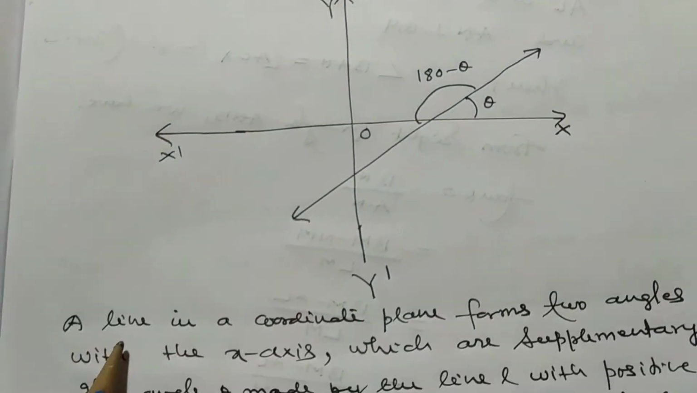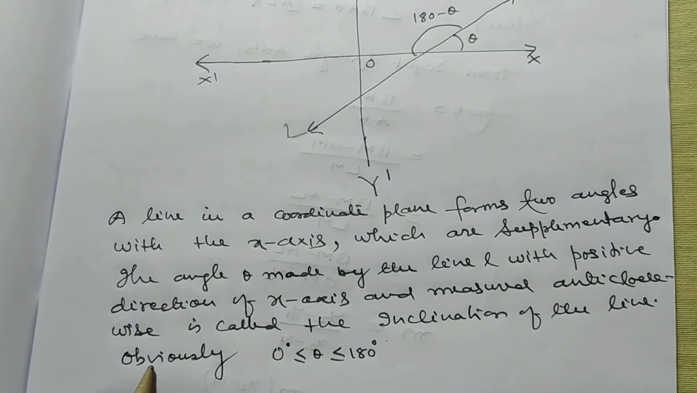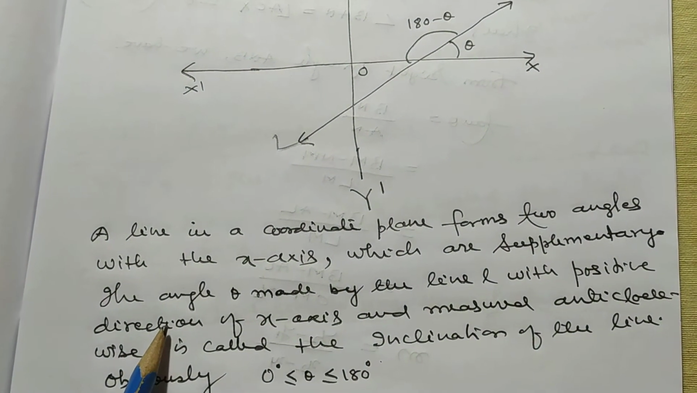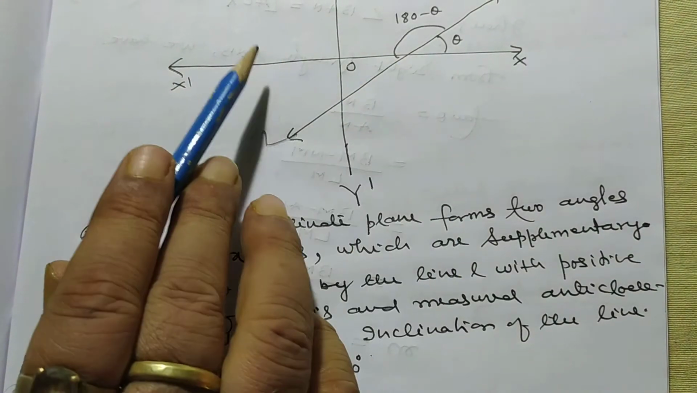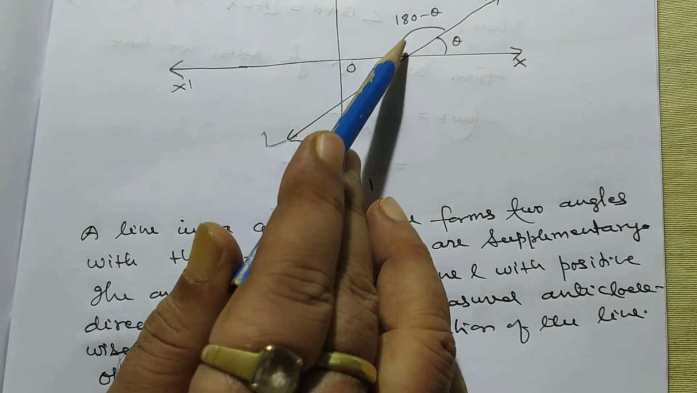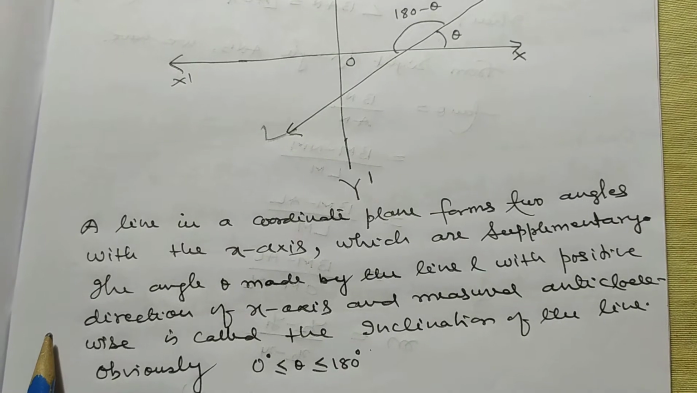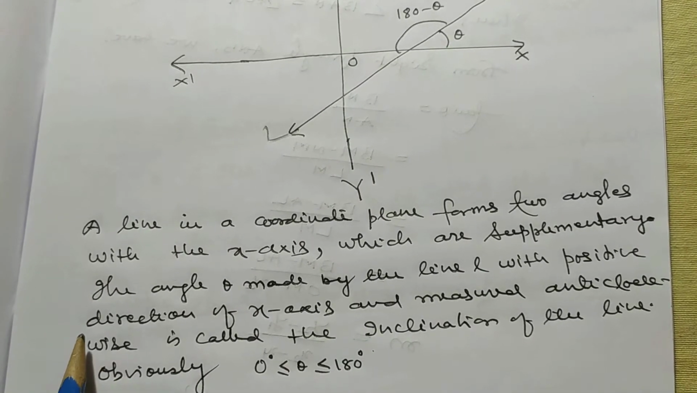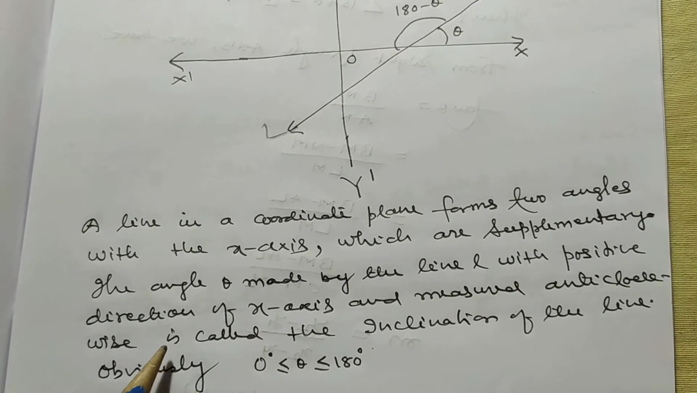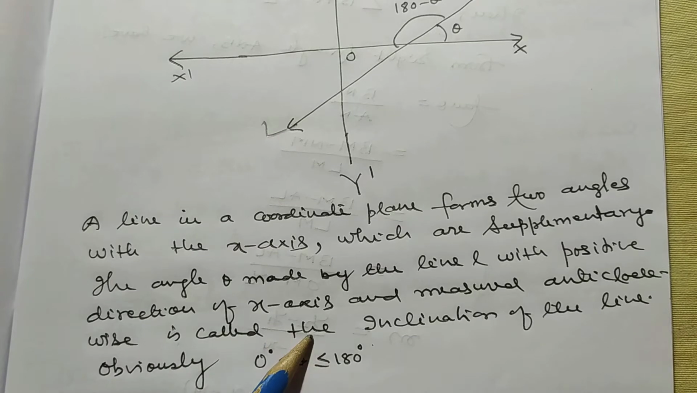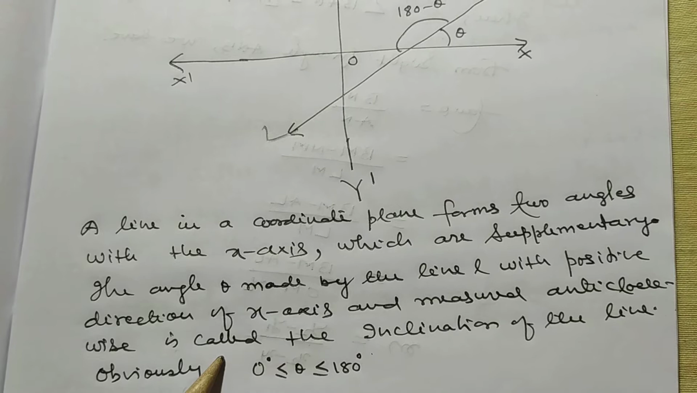So now, my dear students, suppose here L is a line. What do you observe? This line makes an angle, suppose theta, with the positive direction of the x-axis. Then the supplementary angle will be 180 minus theta. So the angle theta made by the line L with the positive direction of the x-axis and measured anti-clockwise is called the inclination of the line.